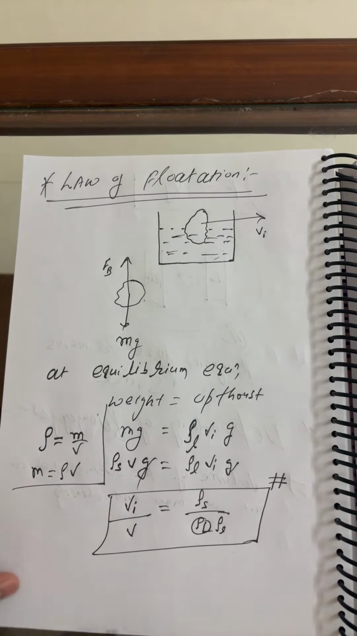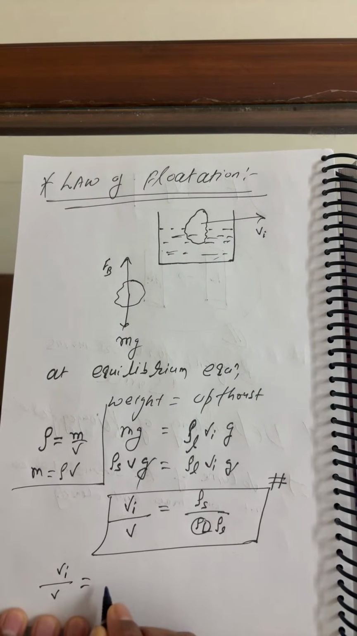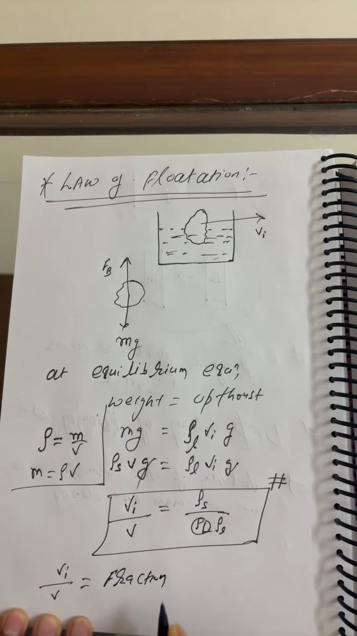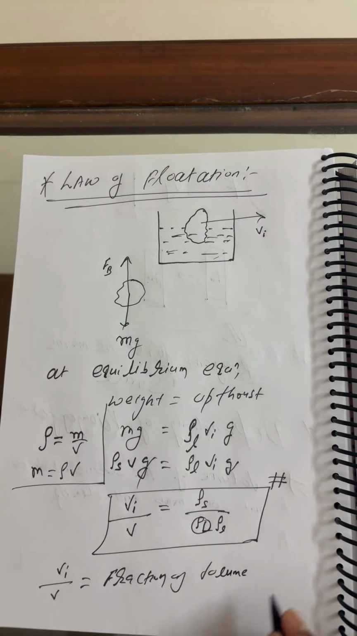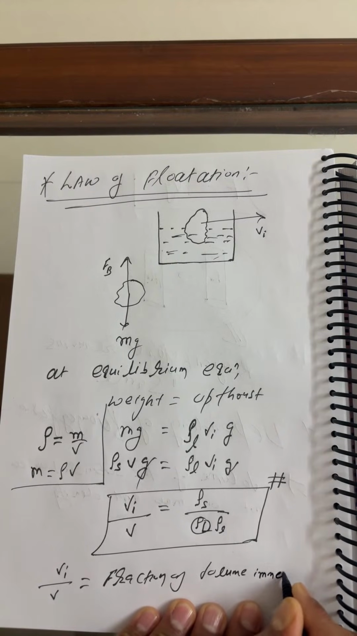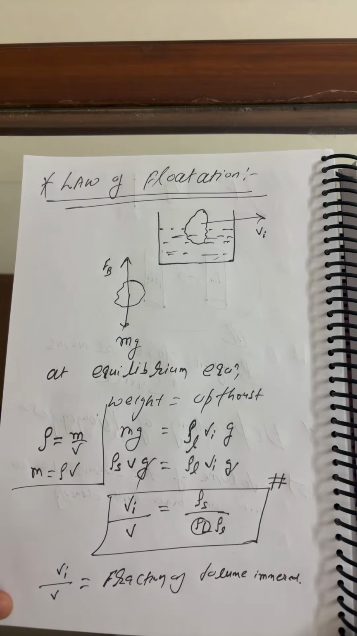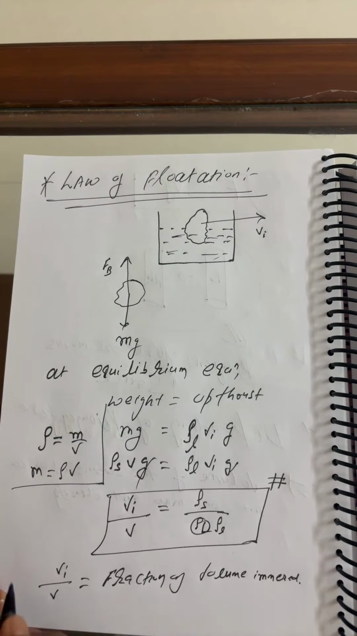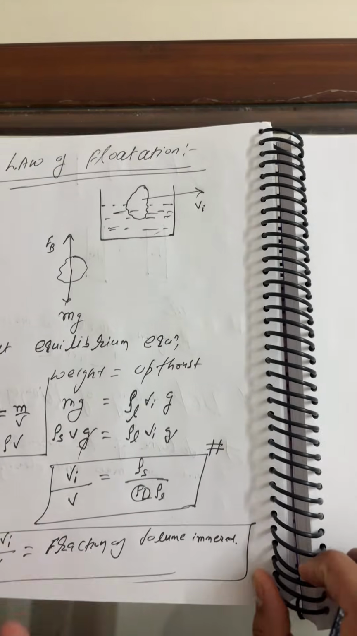Now what is Vi upon V? This is the fraction of volume emerged. We can take the area common and cancel. This is the fraction of the body in the liquid. So Vi upon V is the fraction of volume emerged. Now there are different cases which I can discuss about this.